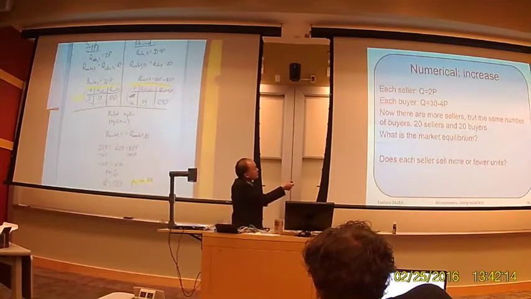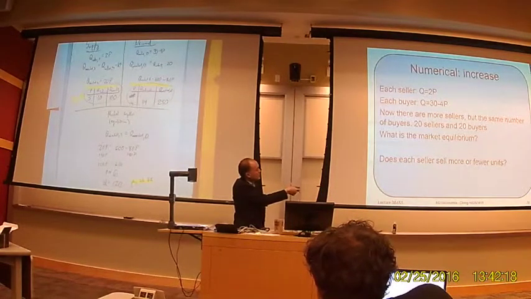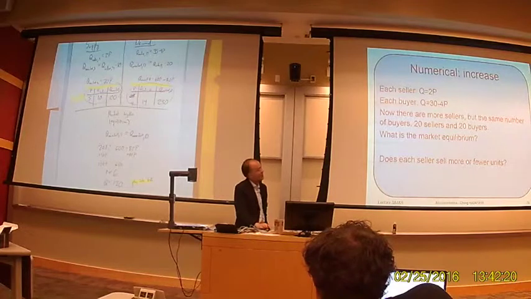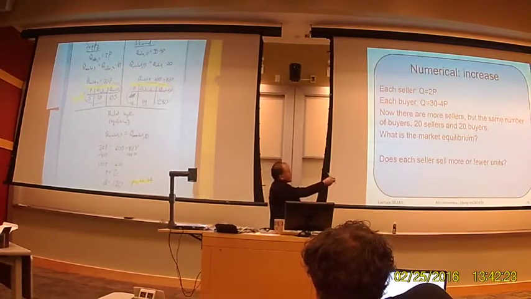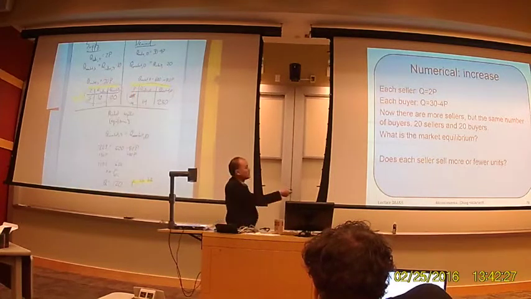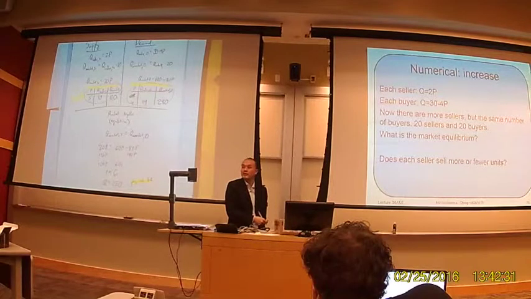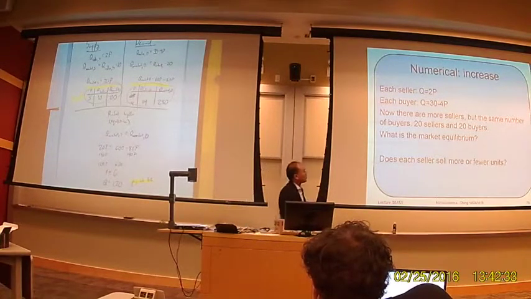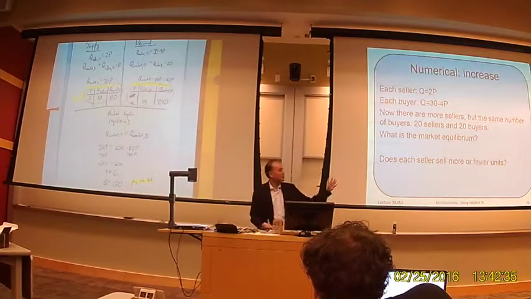So now suppose there are more sellers, but the same number of buyers. So 20 sellers and 20 buyers. Let me finish my sentence and then go back. So now the number of sellers has changed from 10 to 20. I haven't changed anything with the number of buyers. What is the market equilibrium? Does each seller sell more or fewer?